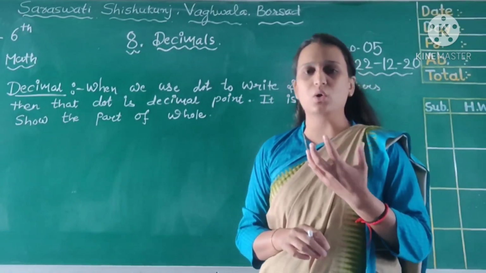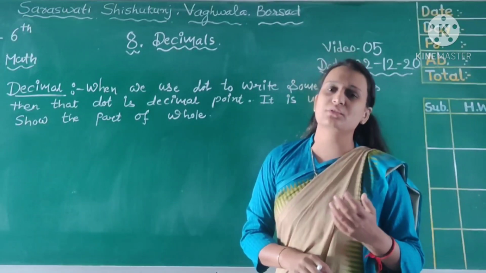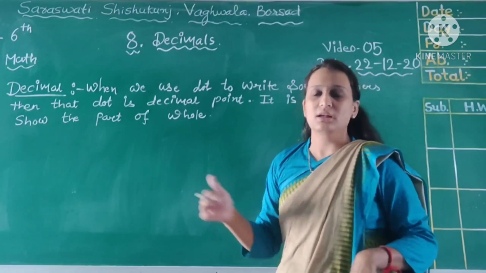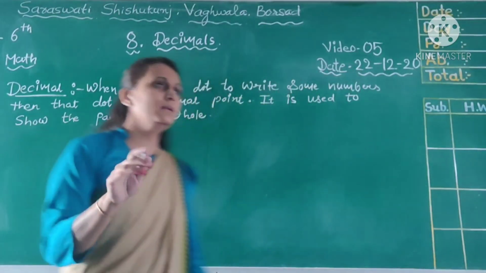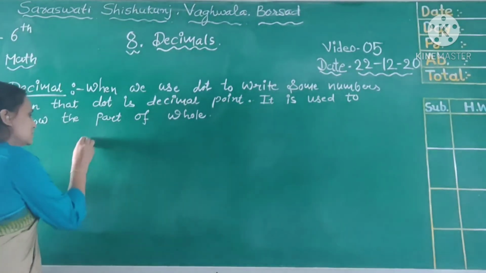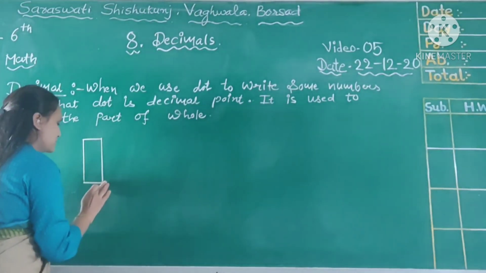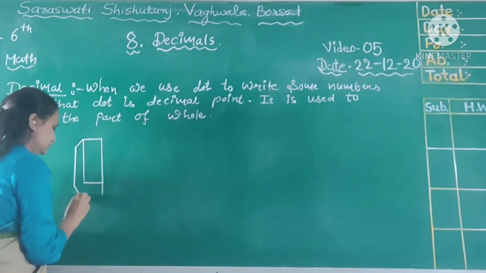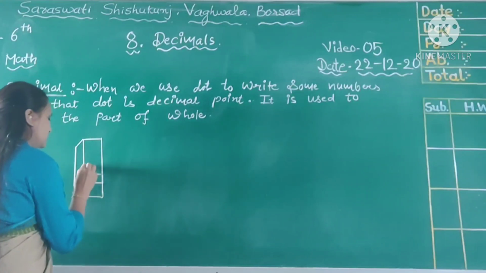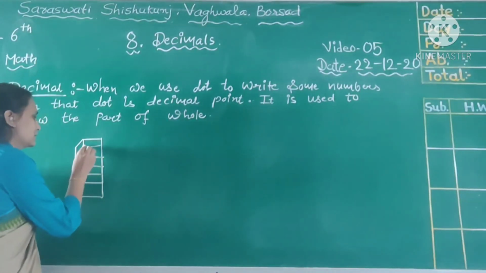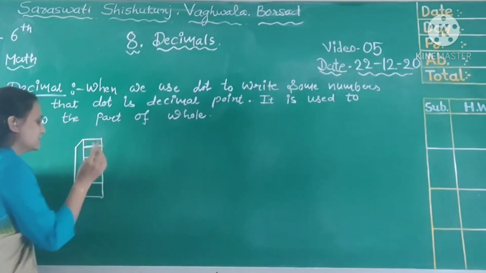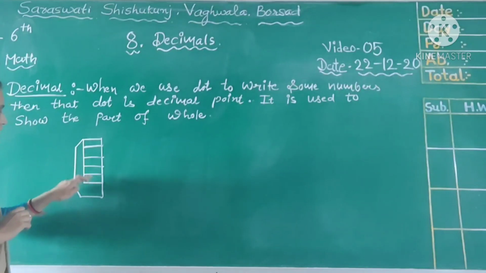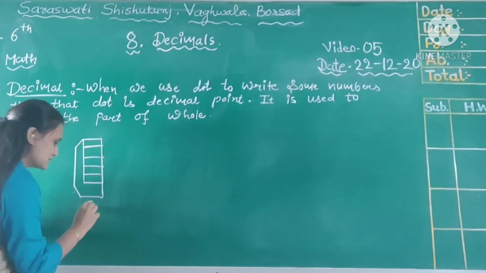Suppose you are having a whole apple, okay? And if you divide that apple into parts, then that part is known as a decimal. Let us understand decimal with an example. Suppose we are having a whole chocolate. So this is your chocolate. Here you can see that I have one chocolate. How many parts are there in the chocolate? 1, 2, 3, 4, 5. So total 5 parts.